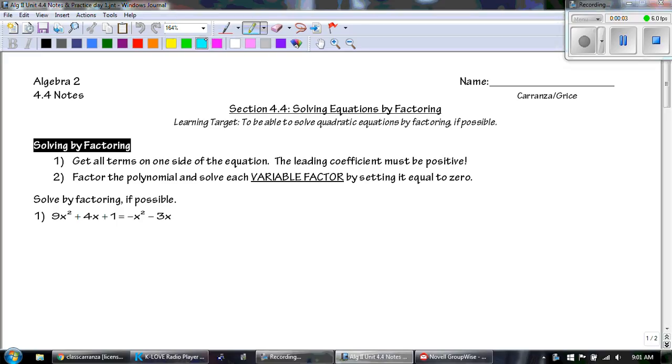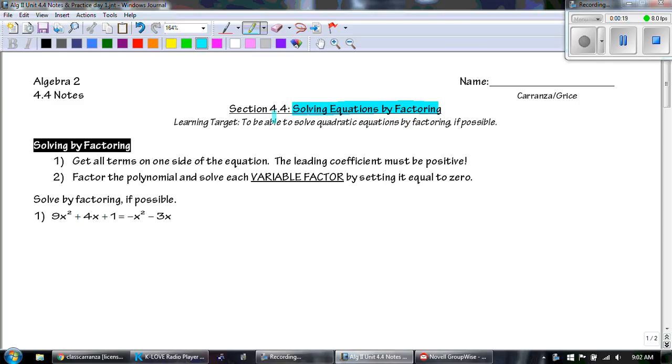Hey guys, this is Mr. Grice for Algebra 2, Unit 4.4 Notes, Day 1. Today we're going to be talking about solving equations by factoring. Our learning target today is to be able to solve quadratic equations by factoring, if possible.